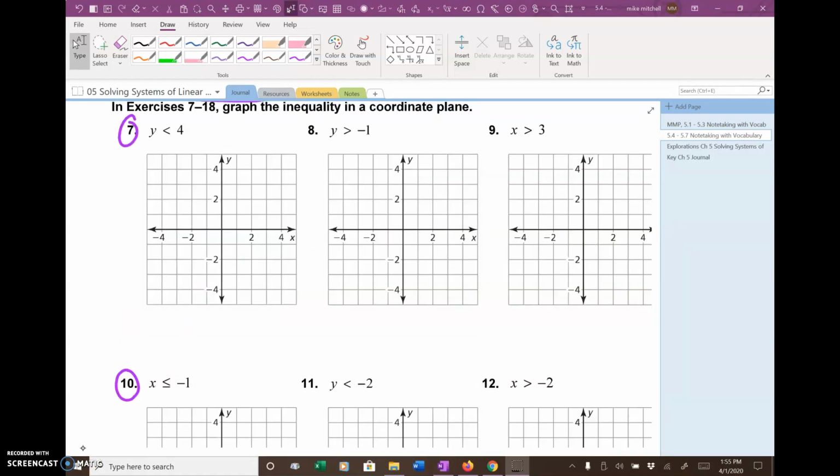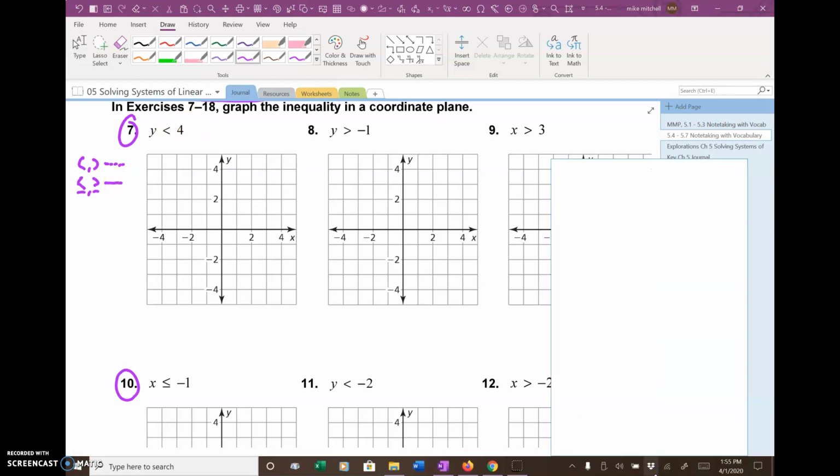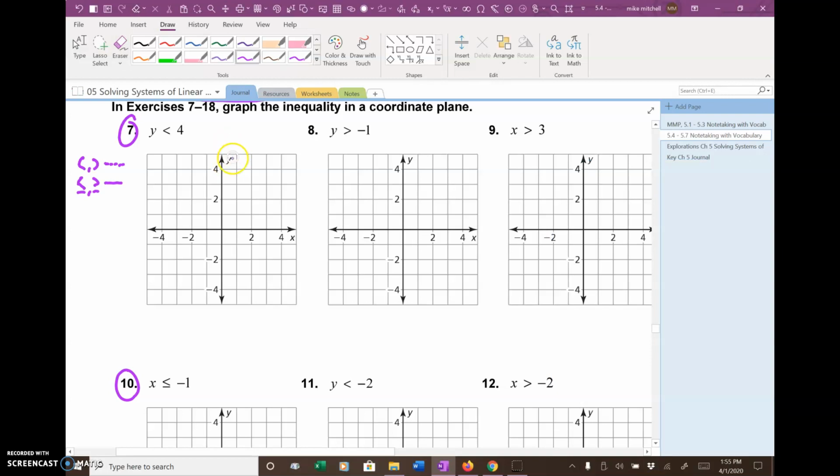Number 7 and number 10. Remember, less than, greater than is a dashed line. Less than or equals, greater than or equals is a solid line. I got y less than 4. That's a positive 4 on the y-axis. Here's the y-axis. We've got 4 right there. There's no equal sign, so that's a dashed line. That's a less than symbol, so I want numbers less than 4, so this is where we shade.